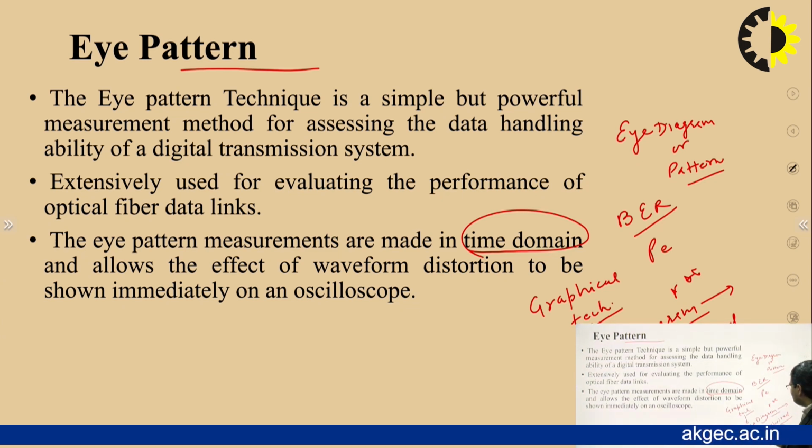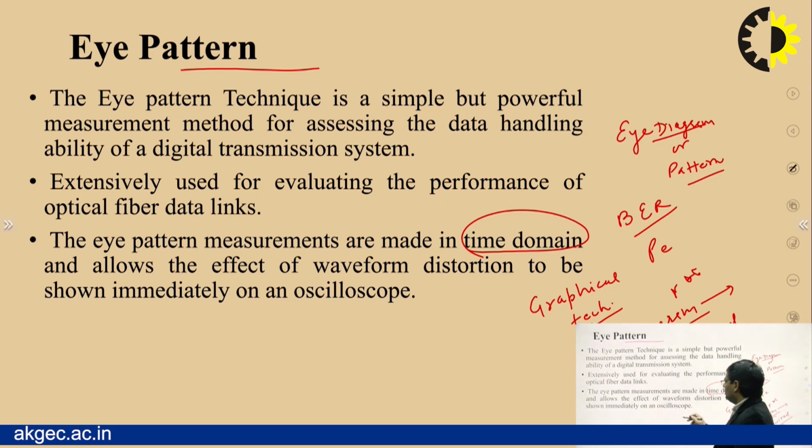Now why are these diagrams known as the eye diagram? These are called eye diagrams because of the similarity in shape with the human eye. These diagrams are similar in shape to the human eye. That's why these diagrams are known as eye diagrams, or more popularly eye patterns.